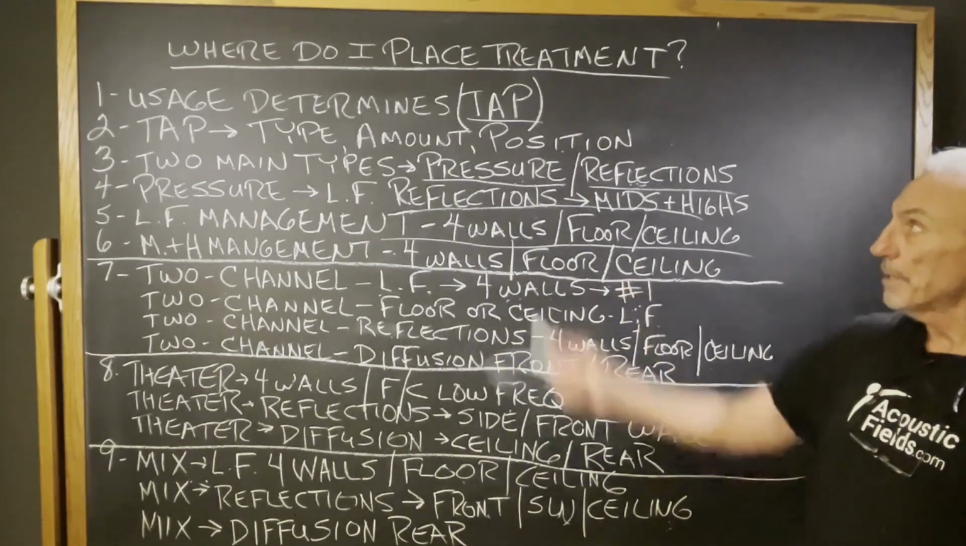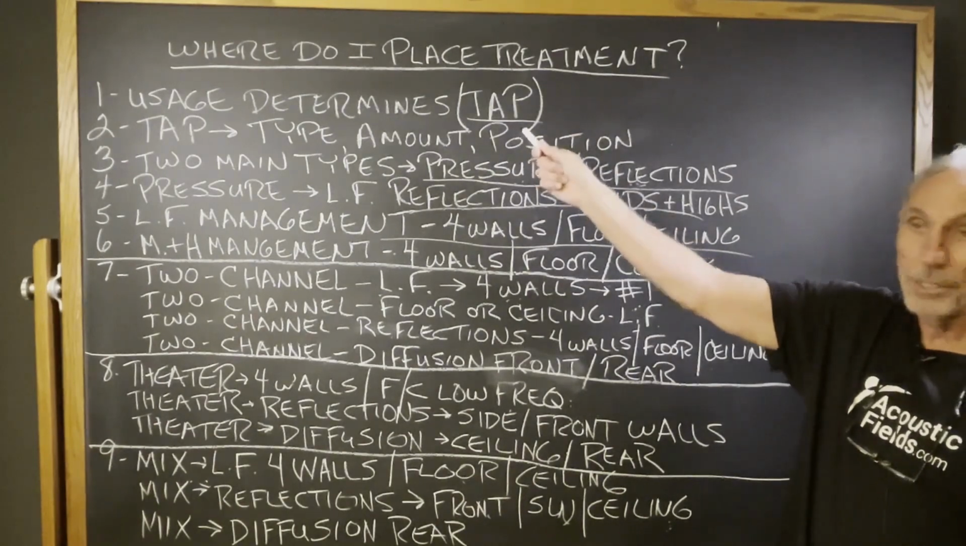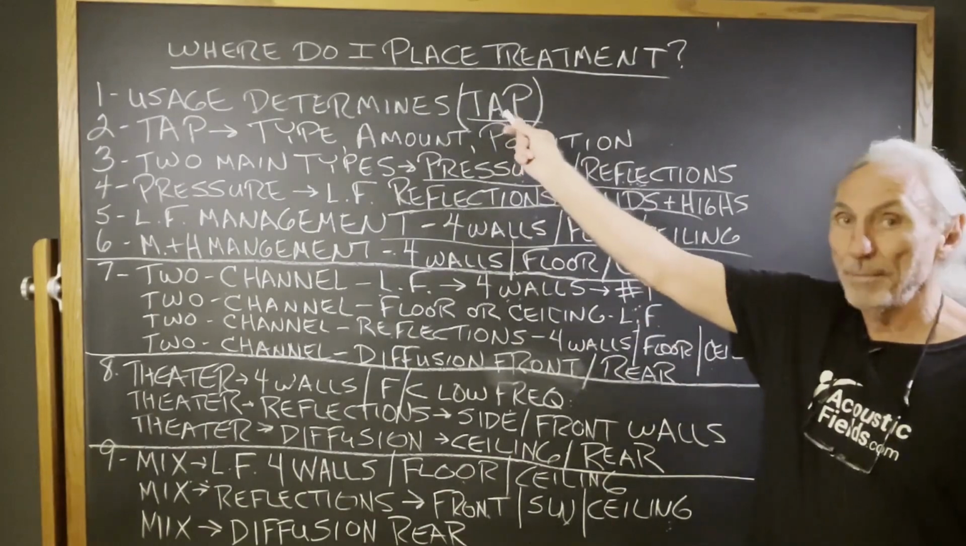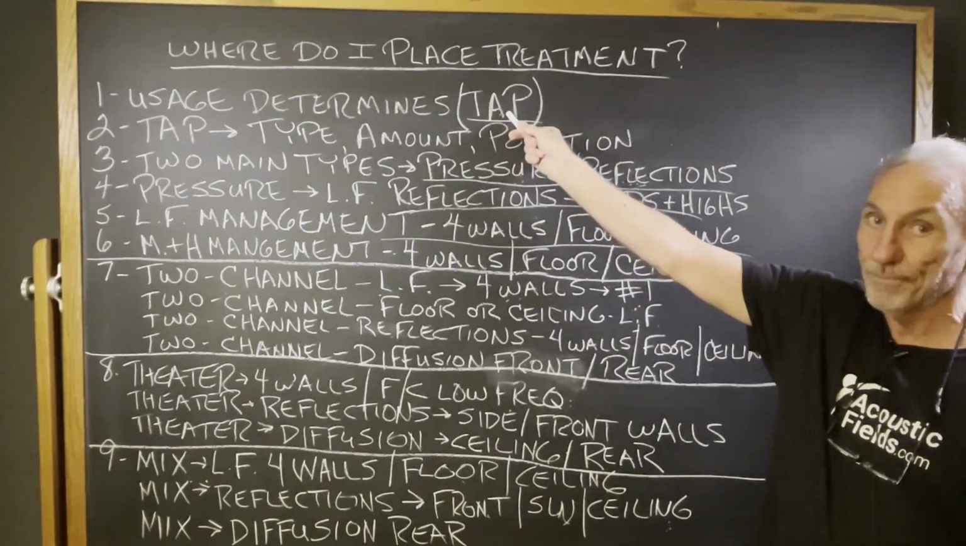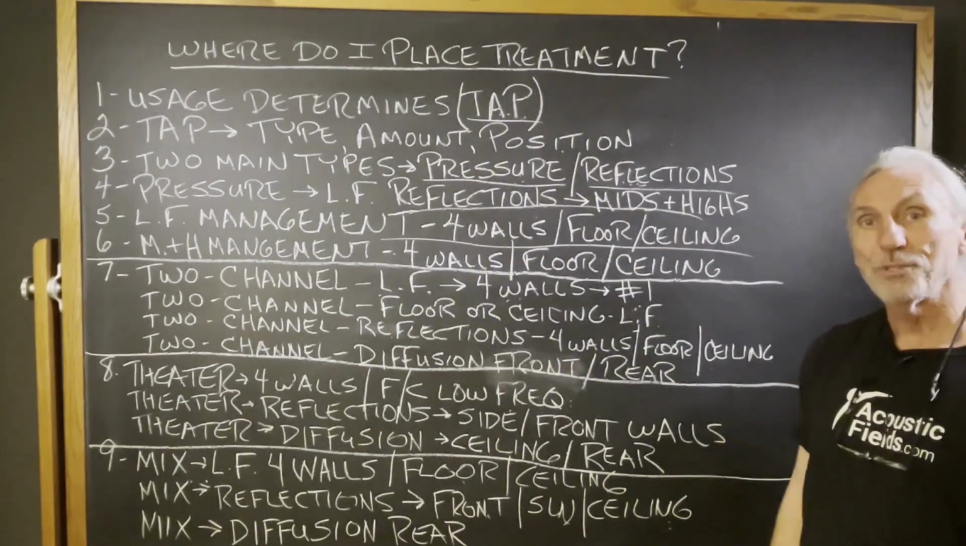So where do I place treatment? Follow type, amount, position, TAP. What type are you going to use after you identify either a pressure or a reflection issue? How much treatment? It's all about square footage when it comes to low frequency management, and where you're going to place it. Hope this helps.